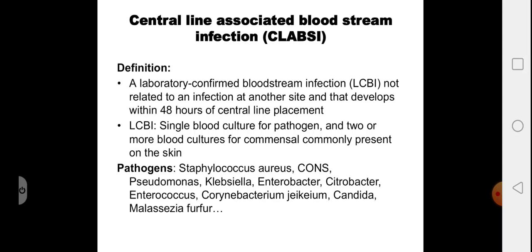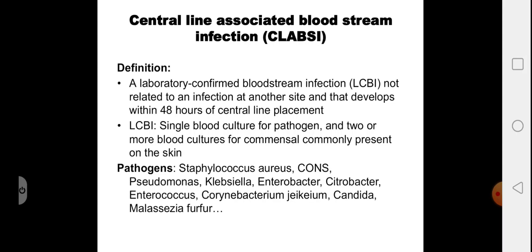And one more thing you have to know here is, if the blood culture isolates a pathogen, then a single blood culture is sufficient. But in case we are isolating any commensal or flora which is normally present on the skin, then we have to repeat the blood culture. So it requires 2 or more blood cultures for commensals commonly present on the skin.